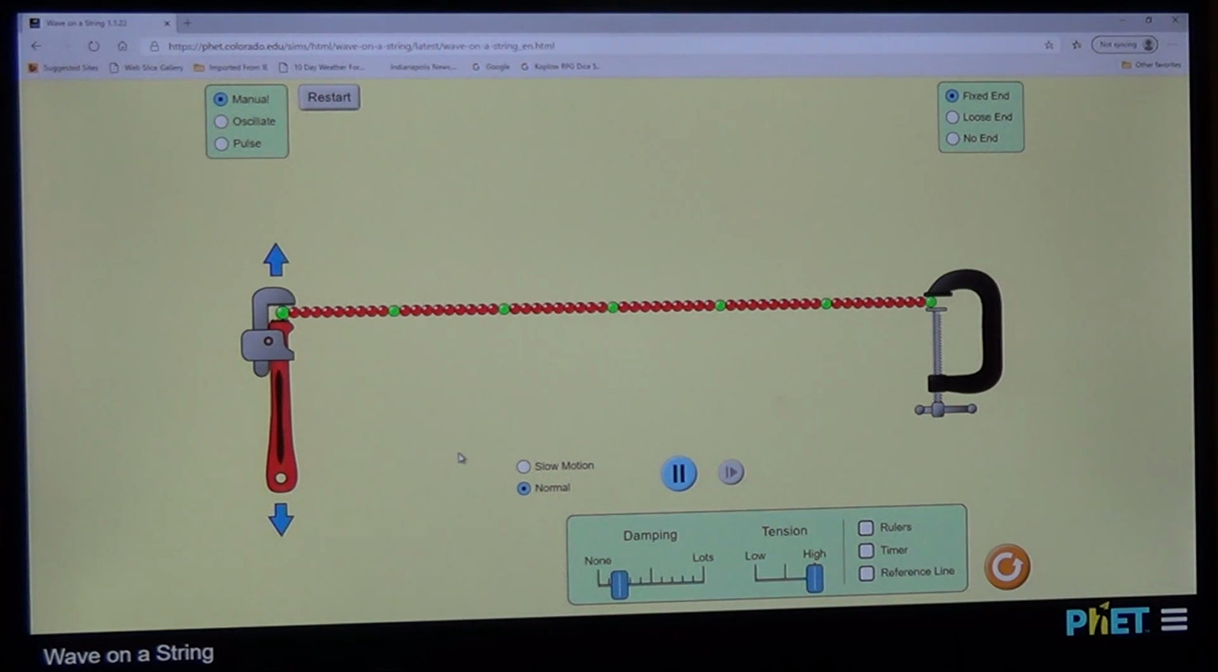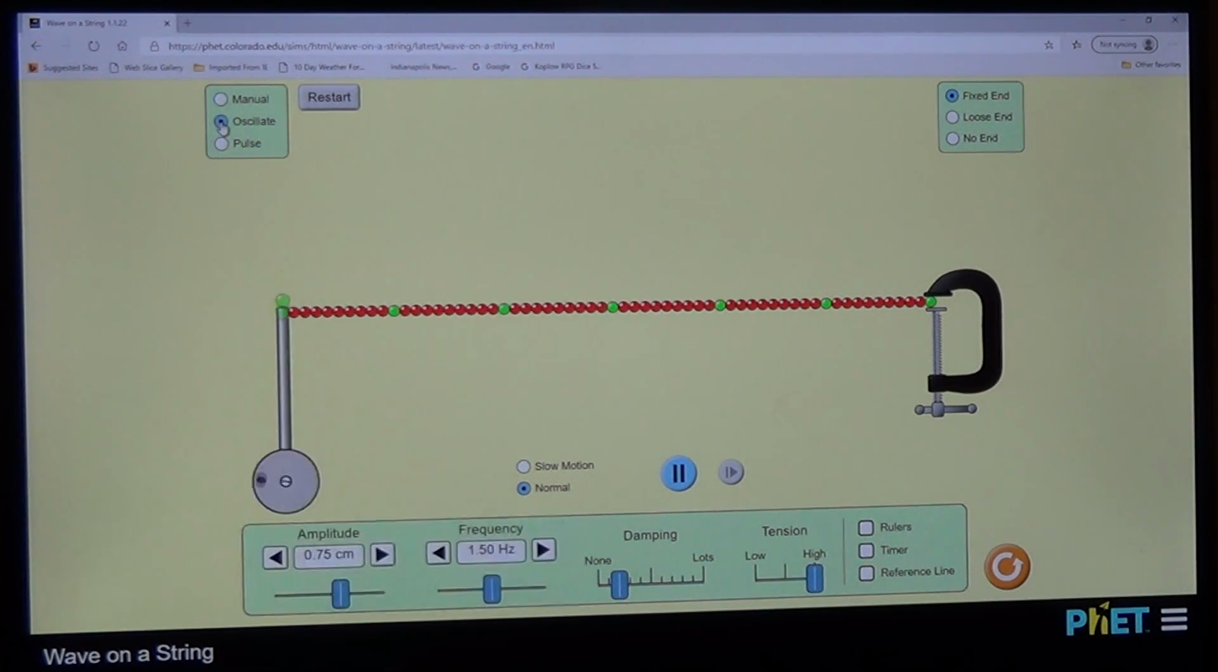First, what we're looking at here is a PhET simulation. We've got a few different things we can show you. I would like to show you one quick thing about depending on whether the end of the string is fixed or loose or not held on at all. We've only talked about reflecting waves off of a solid barrier, off a fixed end.